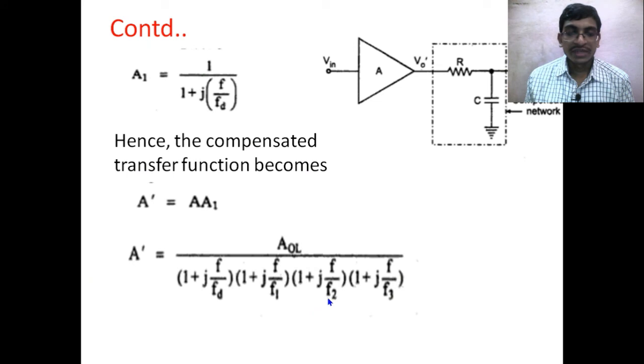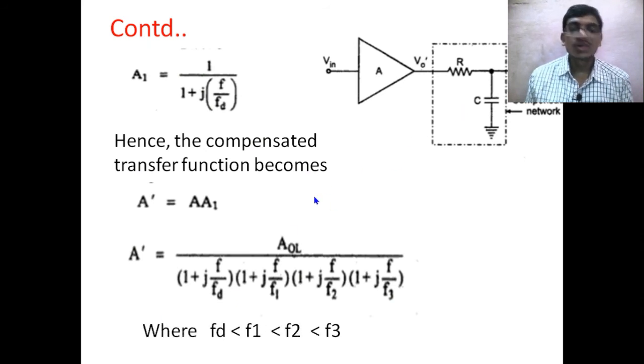Here f1, f2, f3 are the break frequencies of our op-amp, and fd is the break frequency of the compensating network, also called the dominant frequency, where fd has been chosen such that fd is very much less than f1, less than f2, less than f3. So we have to select the fd which is less than the lowest break frequency of our operational amplifier, where fd is equal to 1 by 2 pi R C.